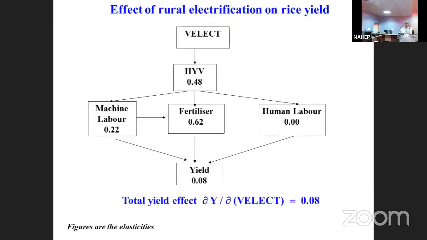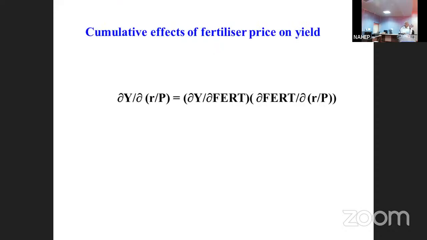And this is the graphic presentation of this village electrification. First it influences adoption. Once adoption comes, machine use increases, fertilizer increases, and it influences human labor, because machine labor is a substitute for human labor. So this way, if you go to fertilizer price, it affects the fertilizer.